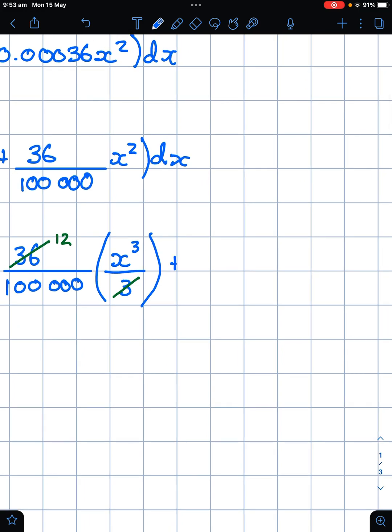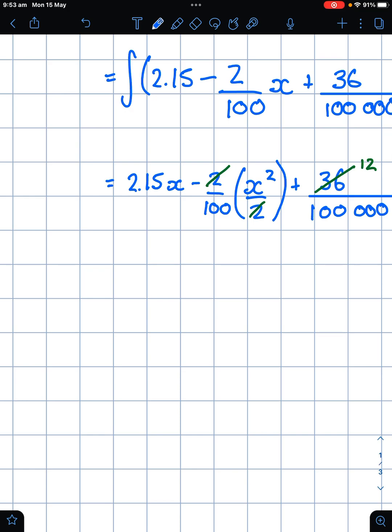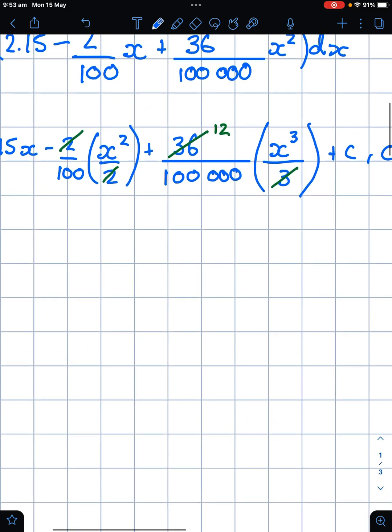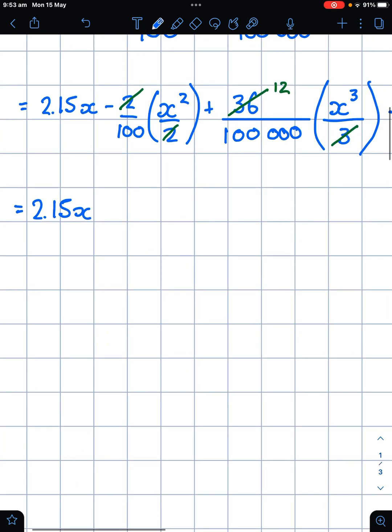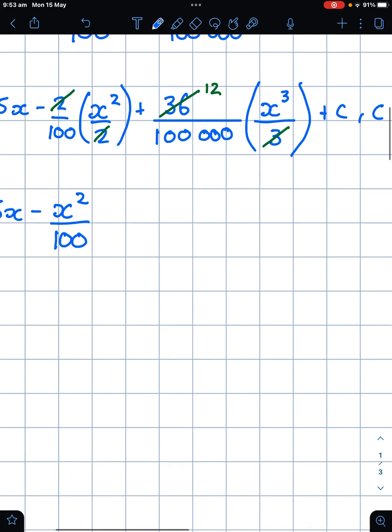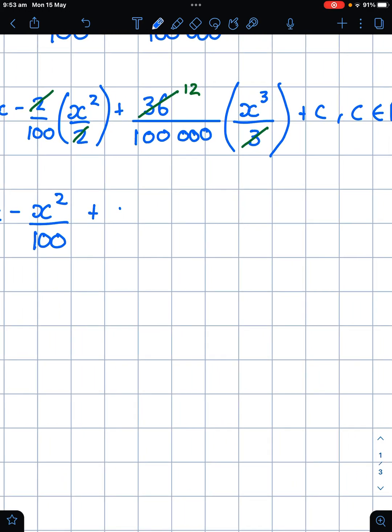Now we've got plus C, where C is a real number. Cool. So we can clean this up if we want. So we have 2.15x minus x squared on 100, and then plus 12x cubed on 100,000.